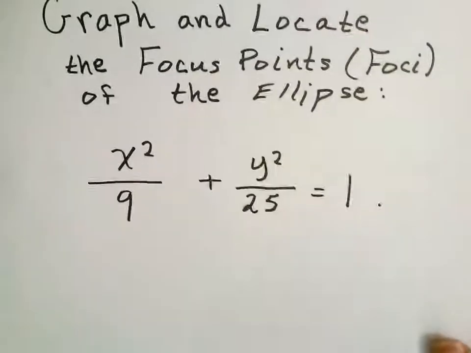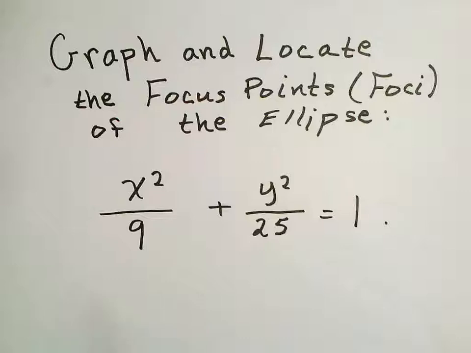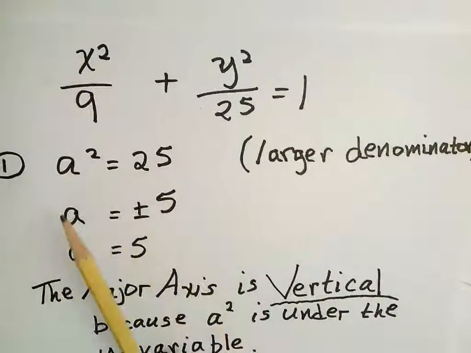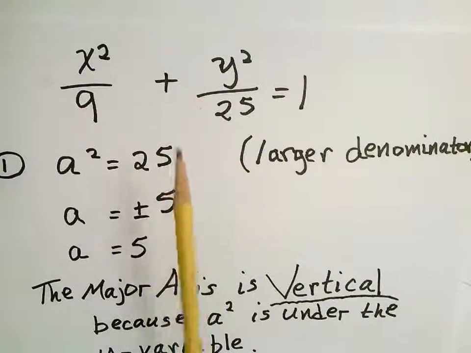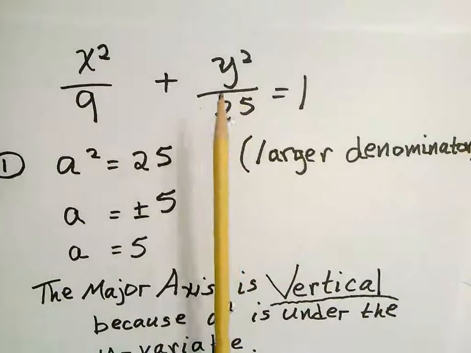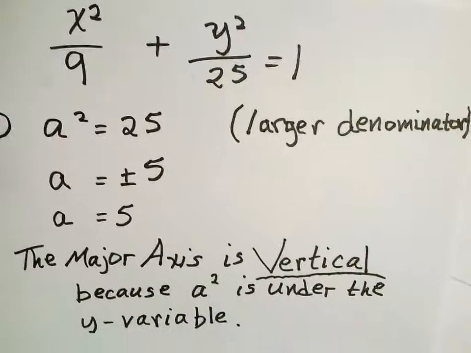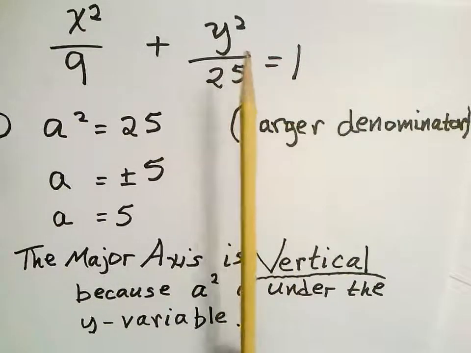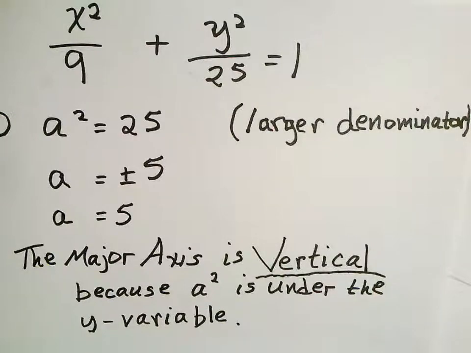Now, this is the ellipse that we're going to graph, and we're going to find the focus points. The plural of focus is foci. When we start, here's our equation. Our A squared is the larger denominator. The A squared is always the larger denominator. Since the larger denominator is under the Y variable, our major axis is going to be vertical.